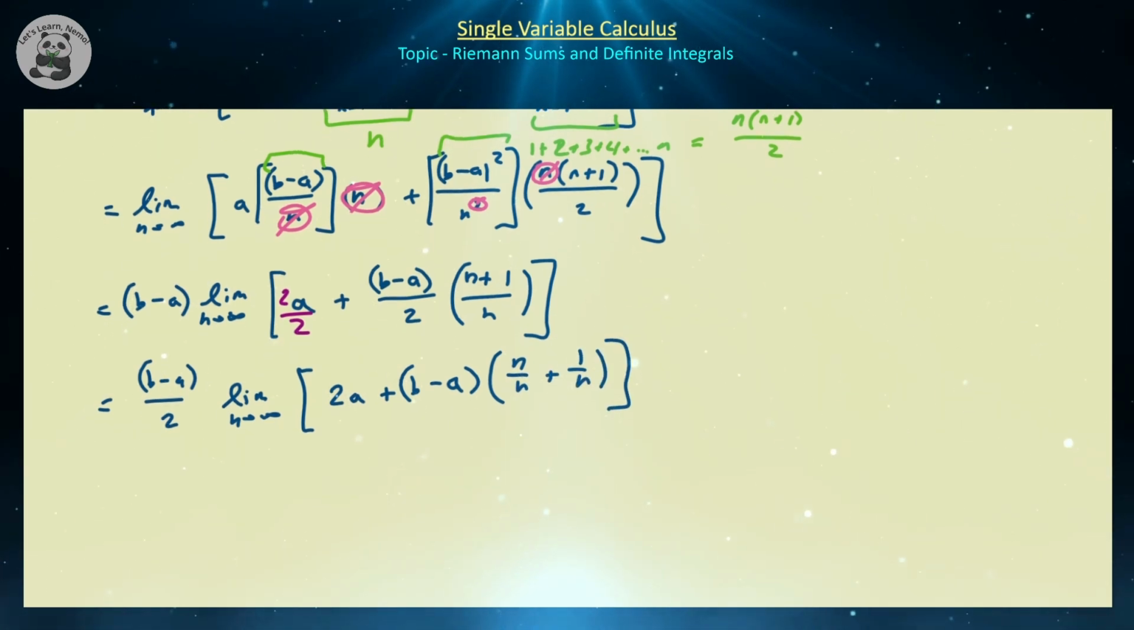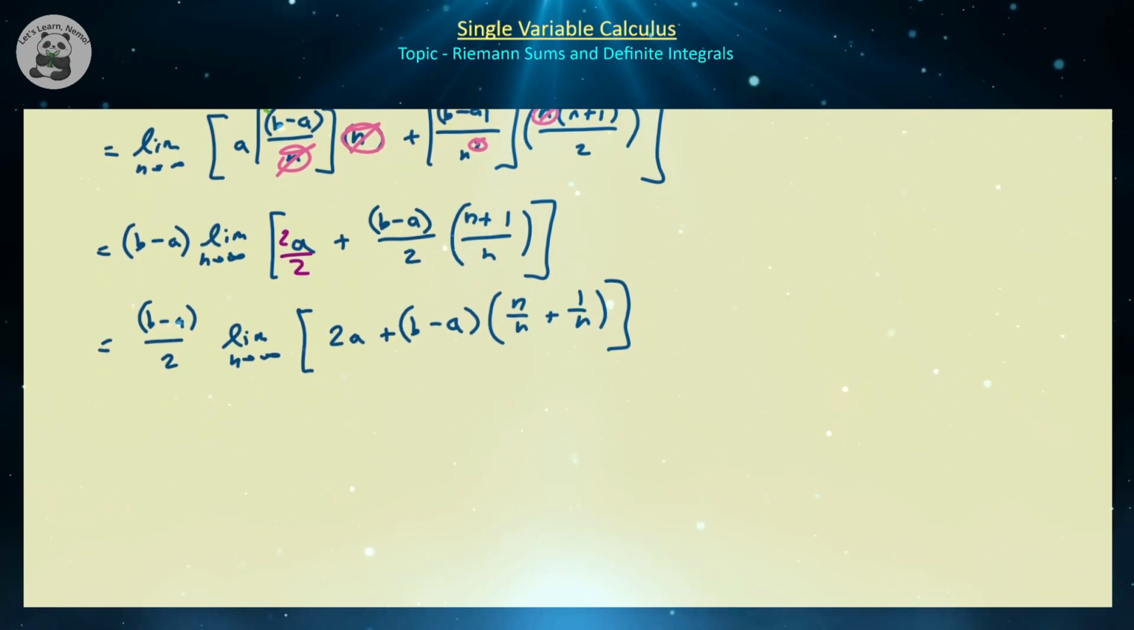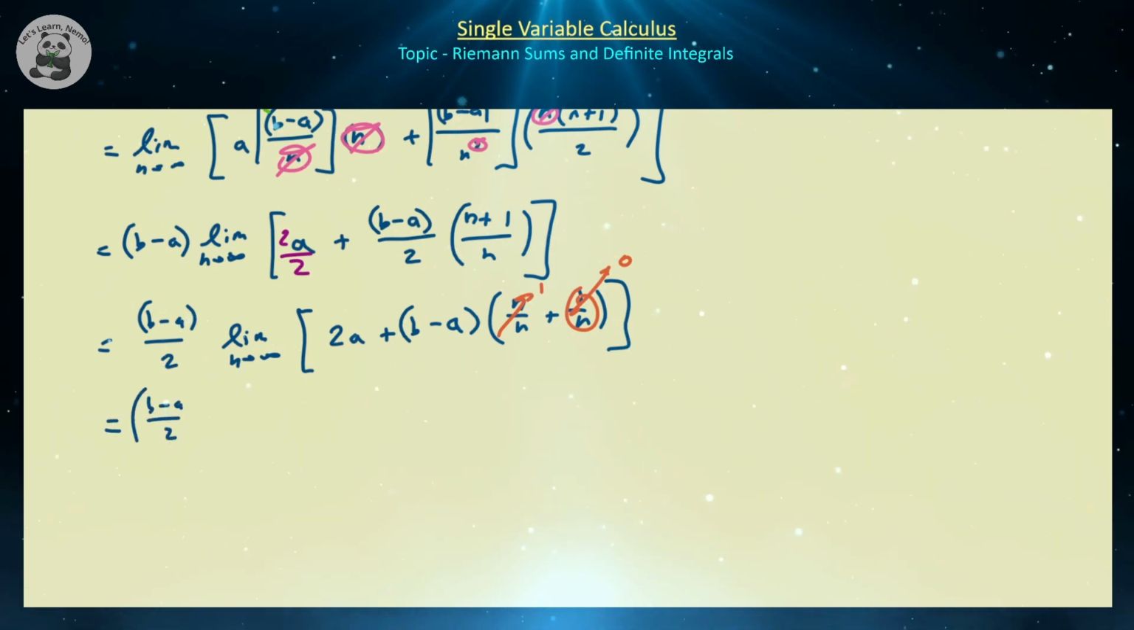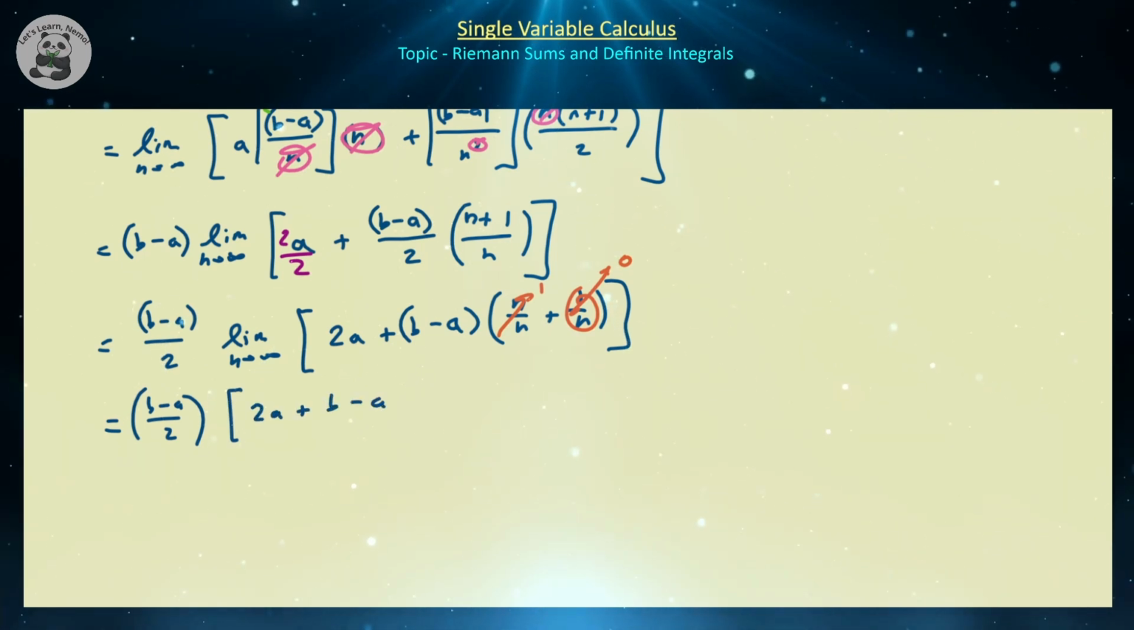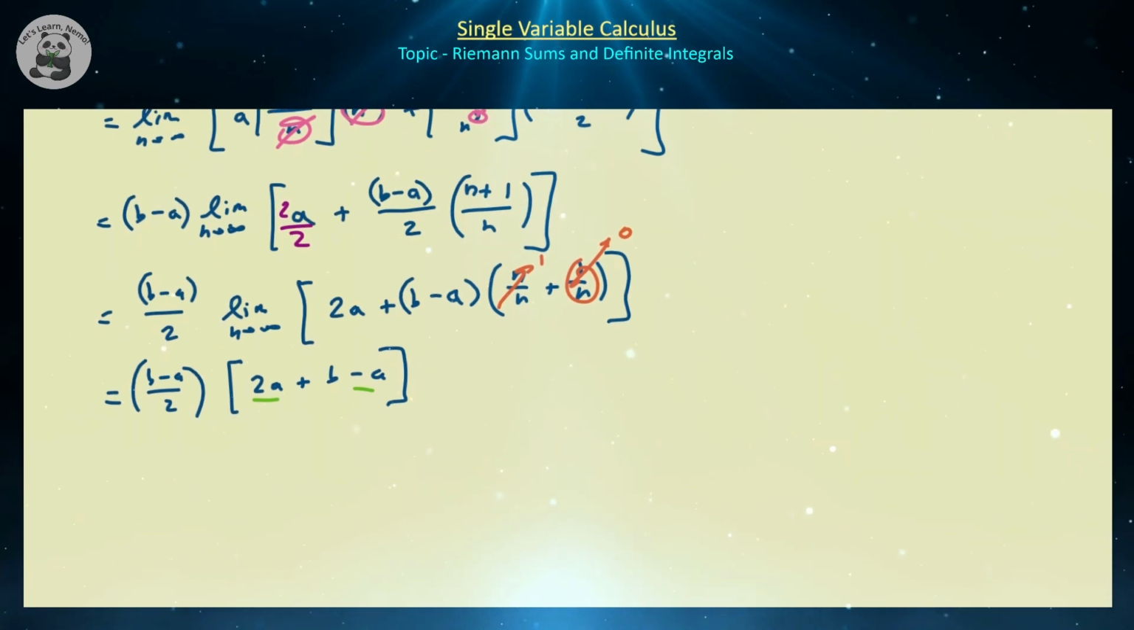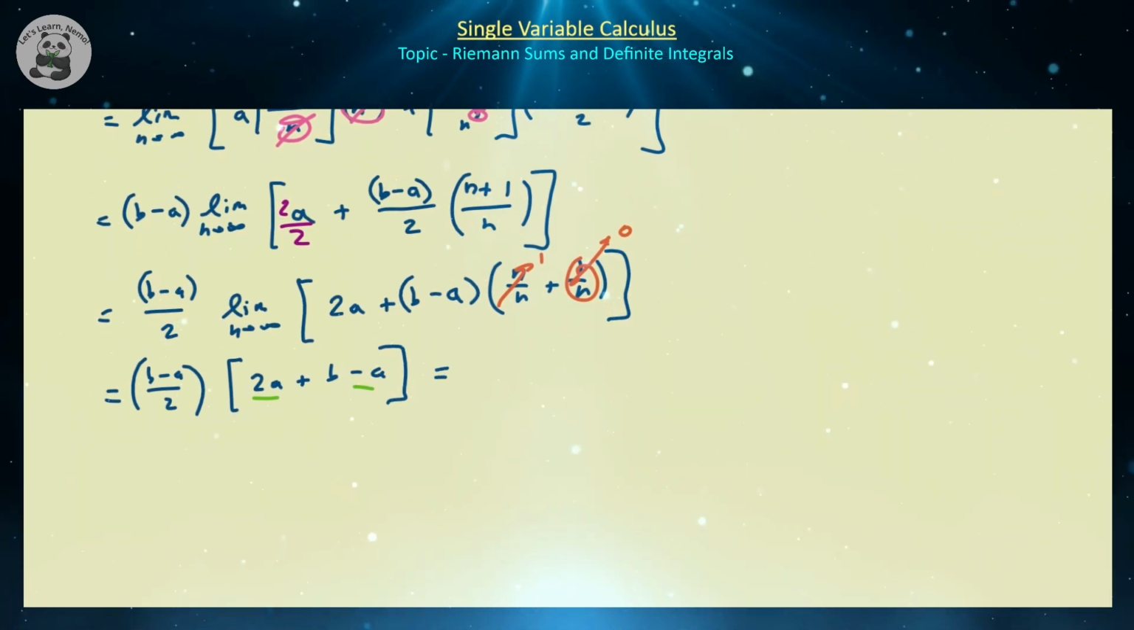And now I'm going to take the limit. So as n goes to infinity, this is going to go to 0, and this is going to go to 1. So this is just going to leave us with (b minus a) over 2 multiplied by 2a plus b minus a. So 2a minus a, that's just going to be equal to 1a. So this is just going to be equal to 1 half (b minus a) times (b plus a).